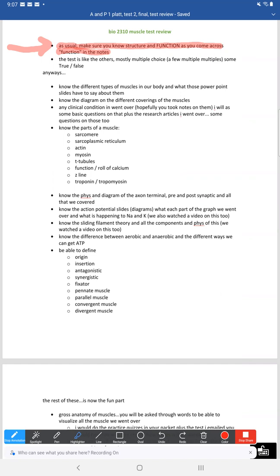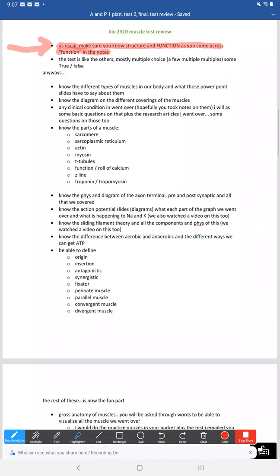The testing format is what you're used to: multiple choice, multiple select, and then some true false. That's for the lecture part. Lab is different. Lab is simply identify. You see a picture of something, and then just, what is it?